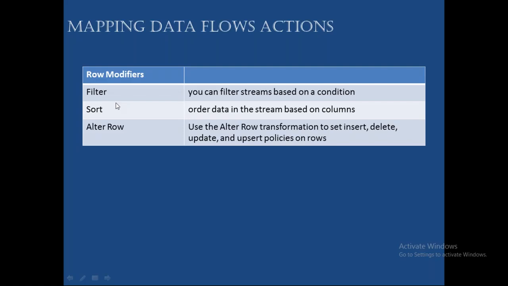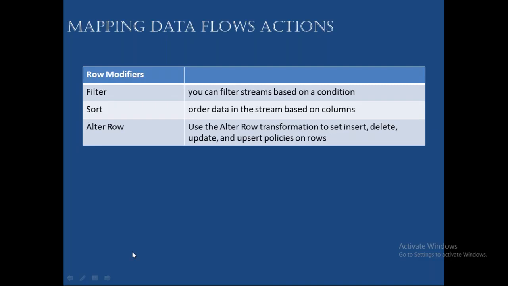sort transformation. Alter row is going to tell you what you want to do with all the rows, whether you want to insert these rows, delete these rows, update or upsert these rows. Upsert means if the record is already available, please update. If the record is not available, insert it. That is the upsert functionality. Okay, so filter, sort, alter row. Basically filter is for filtering, sort is for sorting the data, alter row is basically to tell insert, delete, update or upsert. Okay, so these are the different transformations we have as of today in data flows.